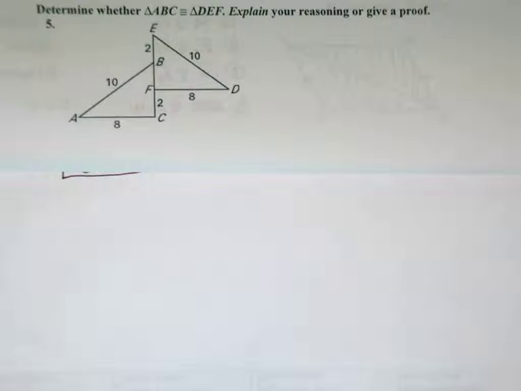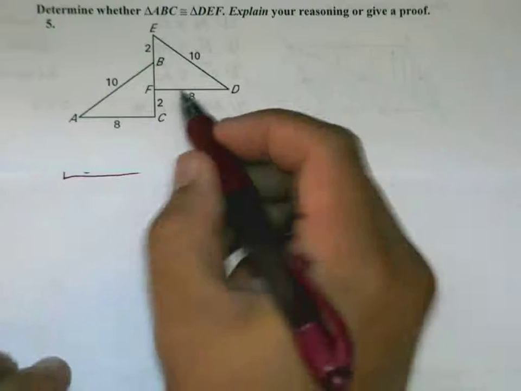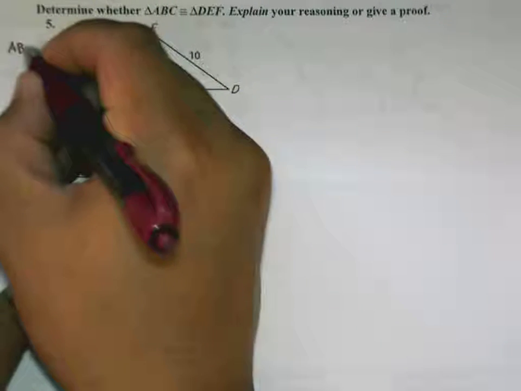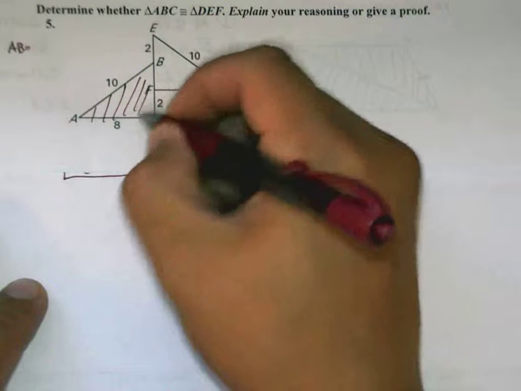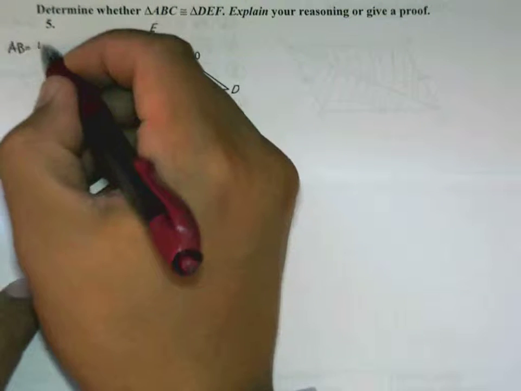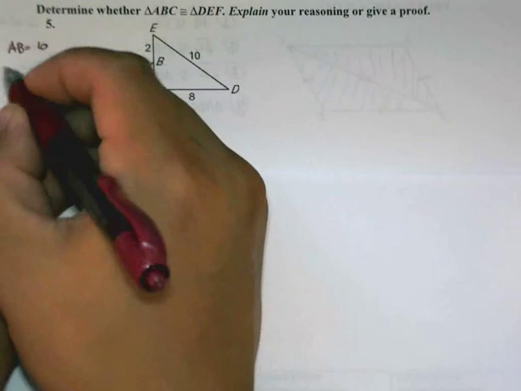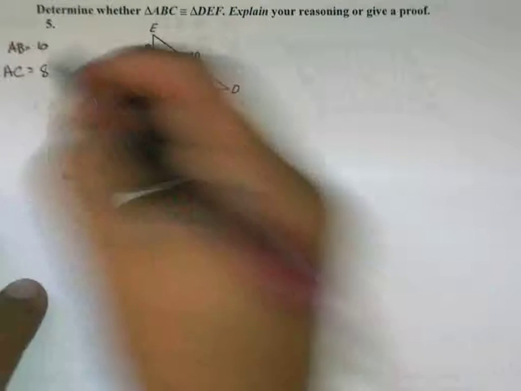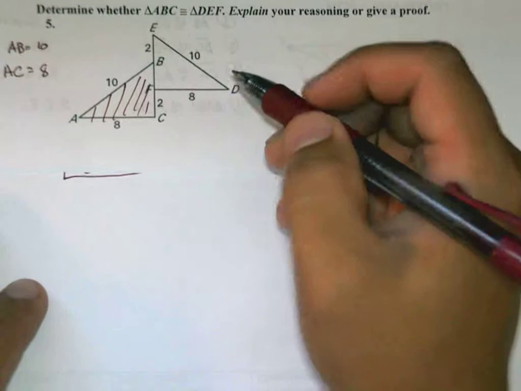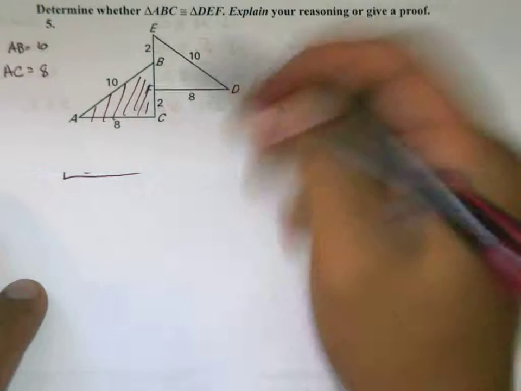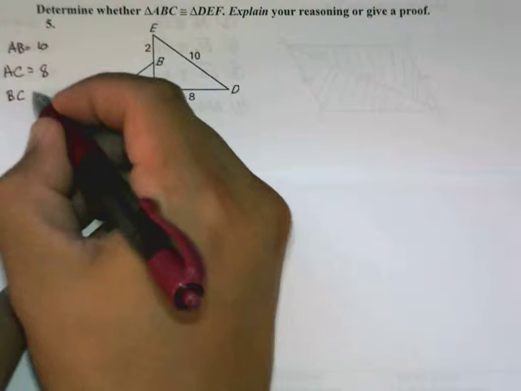Okay, so at first look at this, I have a side here, so let's list out some sides. That's what I always like to do. I know that AB is, that's this triangle, that's triangle ABC. So AB from the picture is equal to 10. AC is equal to 8. And I don't quite know what BC is equal to. I'm not quite sure what that's equal to.